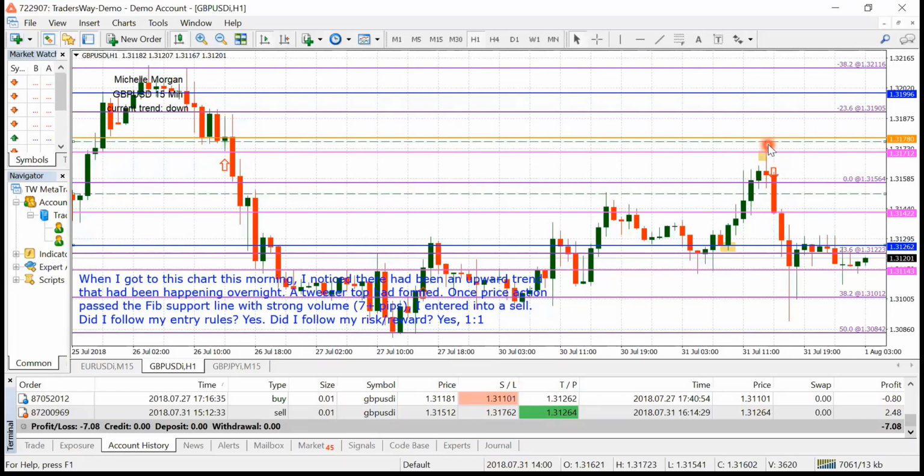So it gave myself a little bit more breathing room in order to have the price action come back down and hit that level of take profit.